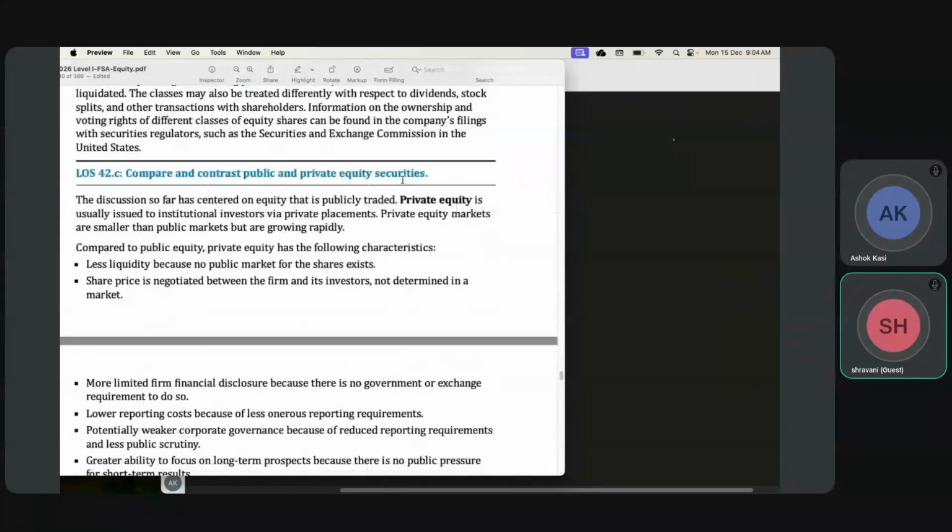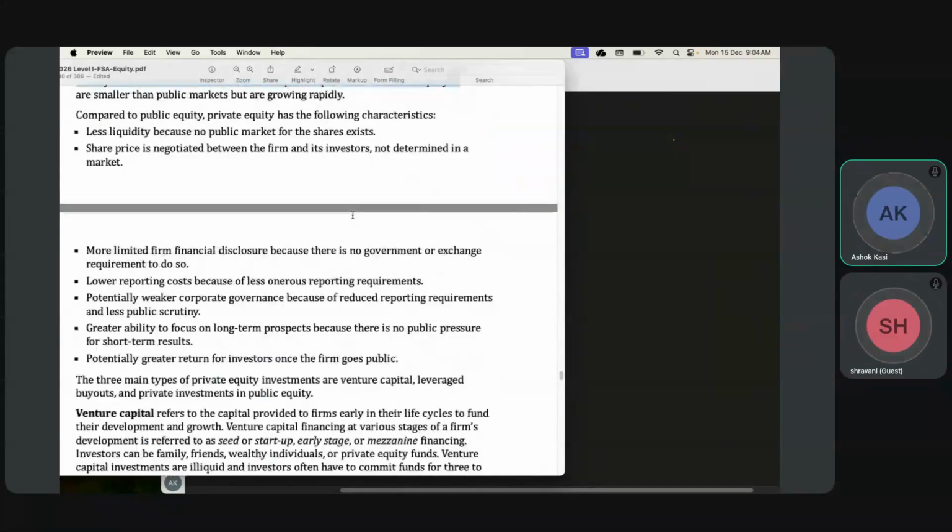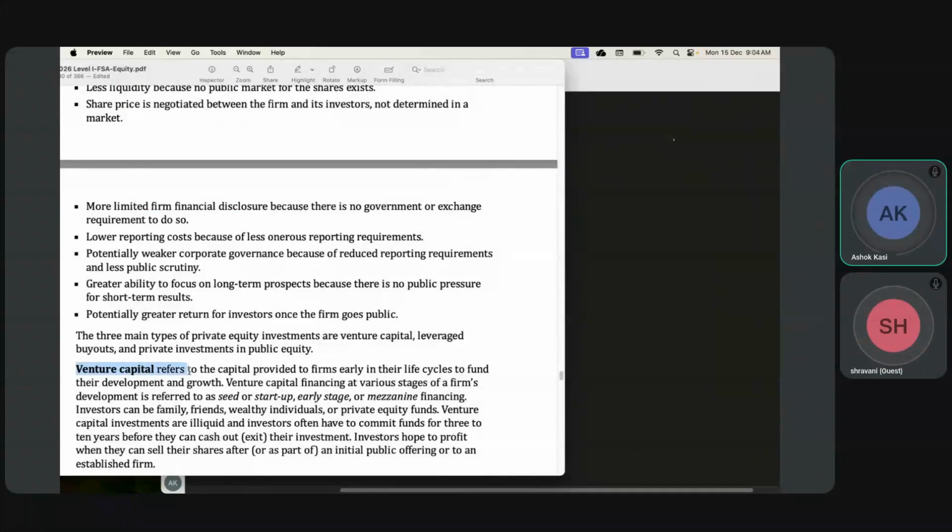Then private equity and venture capital. Venture capital firms invest in companies which are at the early stage of their life. Here also it can be segregated into different parts: seed or startup venture capital, early stage, or mezzanine financing. This also you should know, theoretically.